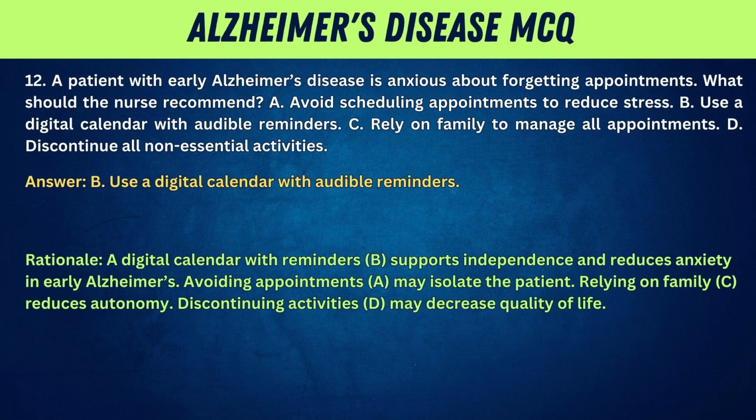Rationale: a digital calendar with reminders, B, supports independence and reduces anxiety in early Alzheimer's. Avoiding appointments, A, may isolate the patient. Relying on family, C, reduces autonomy. Discontinuing activities, D, may decrease quality of life.